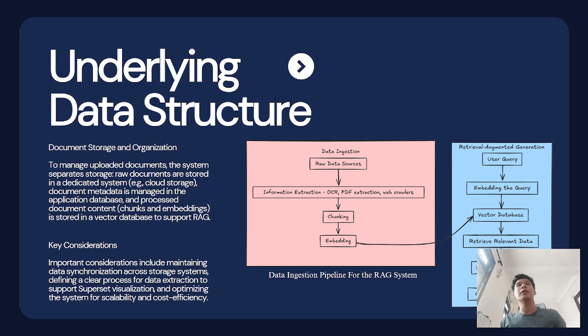To manage uploaded documents, the system separates storage. Raw documents are stored in a dedicated system. It could be cloud storage. Document metadata is managed in an application database, and processed document content, which is chunked and embedded, is stored in a vector database to support the RAG system.